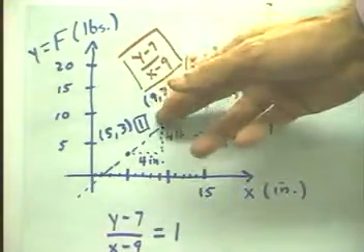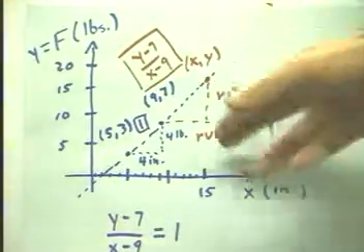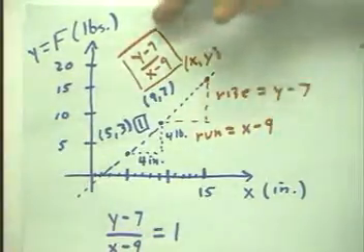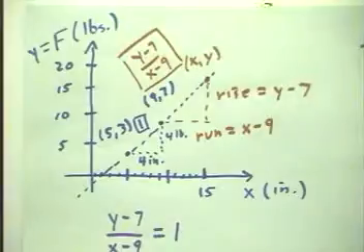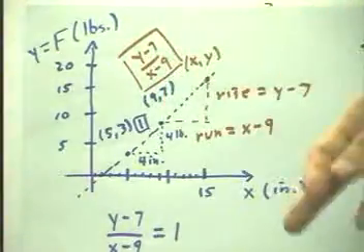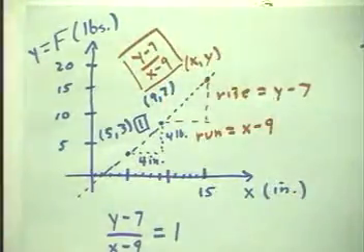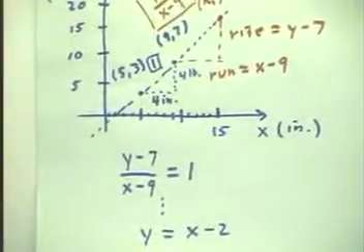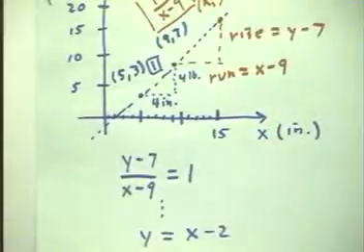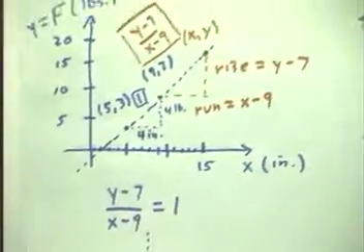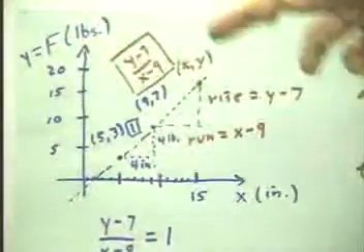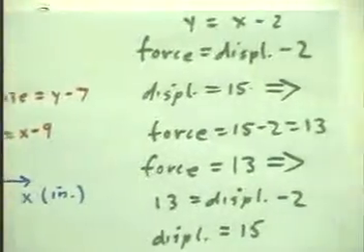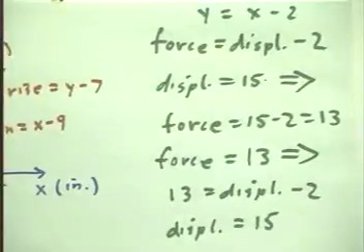Then between the point 9, 7 and an arbitrary point x, y, the run is x minus 9, the rise is y minus 7. So we have a slope of y minus 7 over x minus 9, which must equal the slope of 1 if the point x, y is to lie on the line, giving us our slope equals slope equation, which we easily solve for y and obtain y equals x minus 2. Now, recalling that y stands for the force in pounds and x for the pullback in inches, we write a meaningful equation.